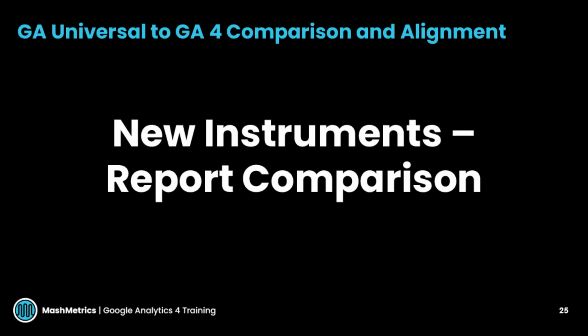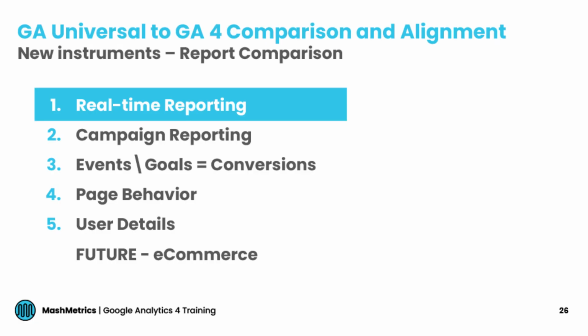Now that you're somewhat familiar with the new look of Google Analytics 4 and where a few of the old and new features are located, let's jump into more detail about the new instruments, or reports, in the context of some of the most popular reports you may be used to in Google Analytics Universal. We're going to walk through the new real-time reporting, as well as show where to find the data from your favorite campaign reports, events, goals, now known as the new conversions, your page behavior reports, and then the other user details you're used to.